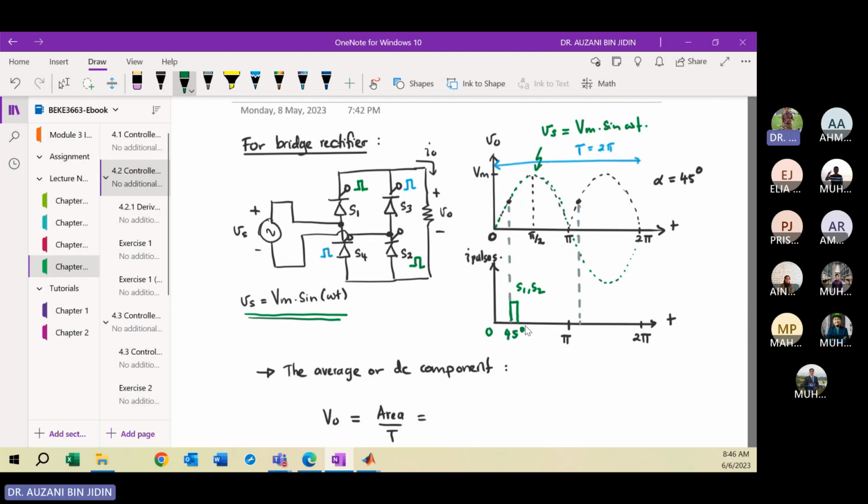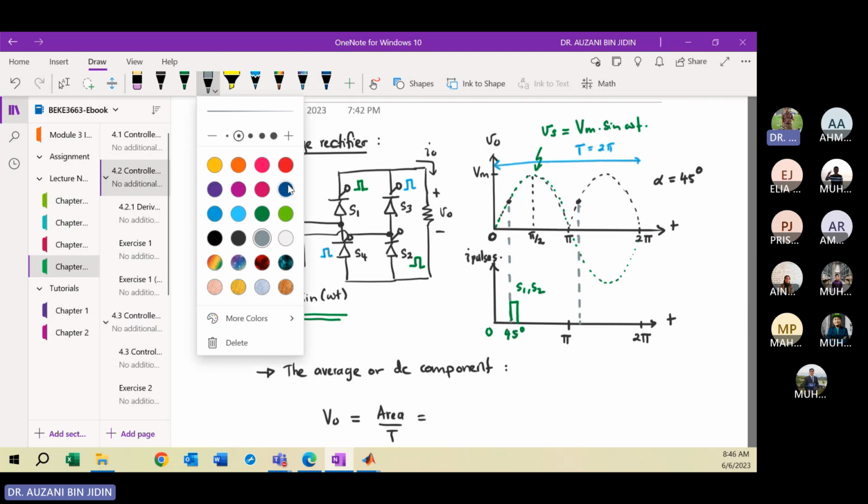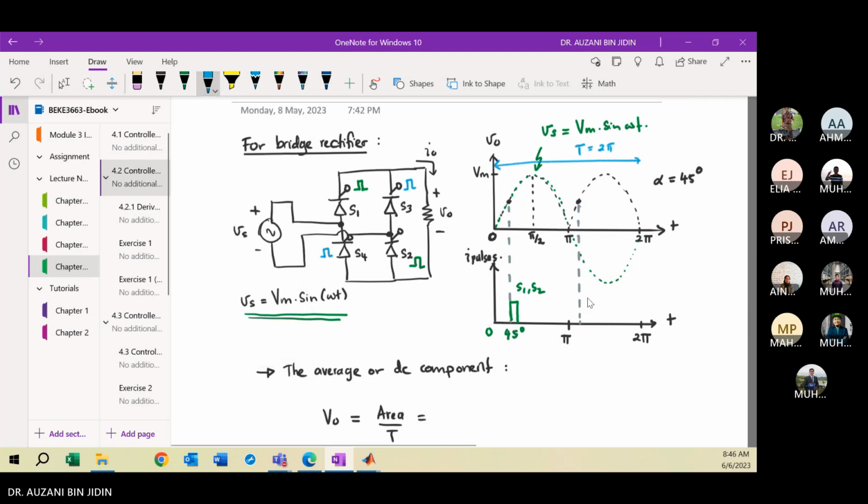Okay, clear? Then for the other pair, which are S3 and S4, here use what color? Blue color. So in this case, you need to inject the current pulse at this point, at this angle. So this current pulse is for S3 and S4.